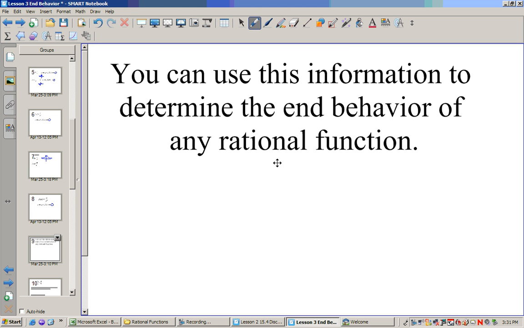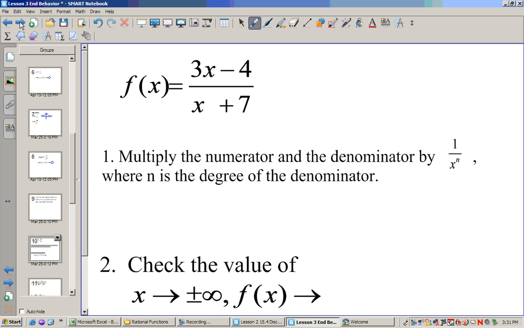Now we can use that information to determine the end behavior of any rational function. There's a little bit of work involved, but it'll make sense after we do a couple. Keep in mind it gets a little confusing at first, so we broke it down into a couple steps. The first thing we do is multiply the numerator and denominator by 1 over x to the n, where n is the degree of the denominator. The degree of this denominator is 1, so we're going to multiply each of these terms by 1 over x.